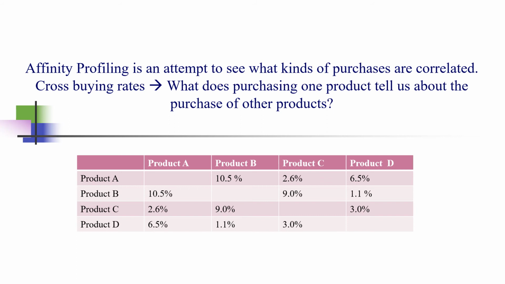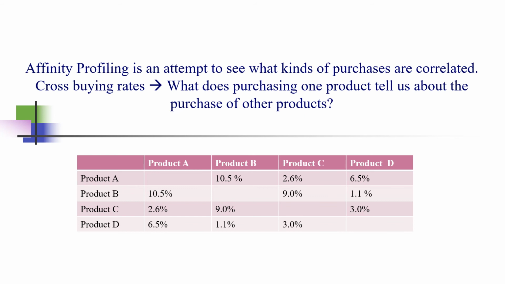Another example of using behavioral data is affinity profiling, which is an attempt to see what kinds of purchases are correlated with cross-buying rates. What does the purchasing of one product tell us about purchase of other products? And here I have a typical affinity profiling table where it shows me product A and the likelihood that as I buy product A, I also consume product B.